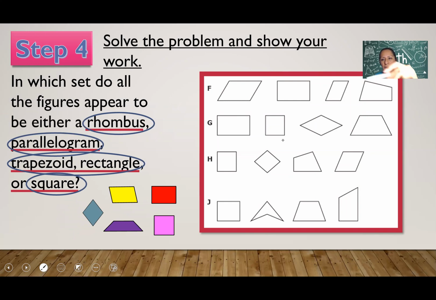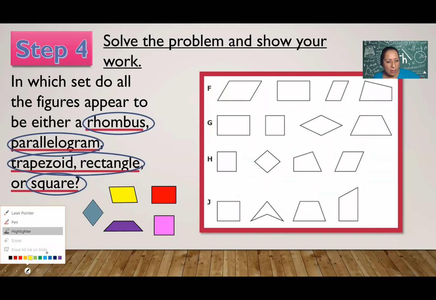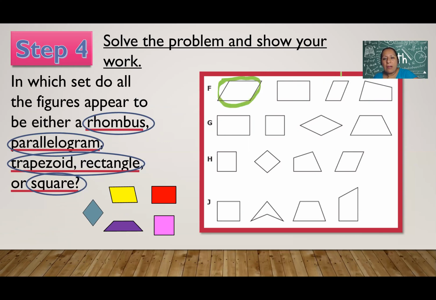In this problem, I have some shapes. Okay, here is my 2. Then for option F, I have a parallelogram, a rectangle, another parallelogram, and a trapezoid. So I think this is not my answer because I have 2 parallelograms. So they are repeating shapes. So that's the reason I think that's not my option.